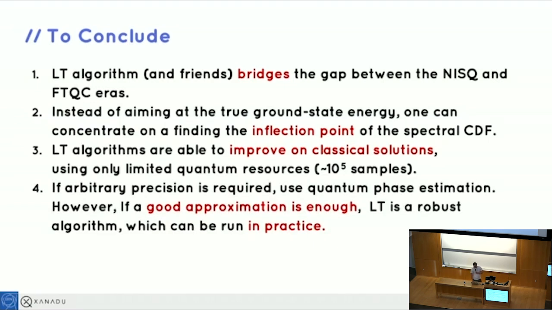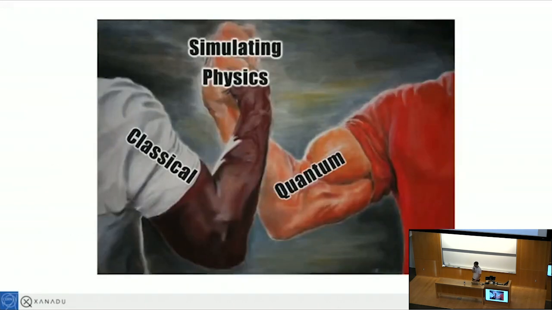As I said, QPE is much better if you want a really good approximation, but if you don't care that much, like maybe in another field like nuclear physics where you don't need amazing precision, this is a really good algorithm for these situations. As I said before, we should join forces, not see classical versus quantum, but classical and quantum.